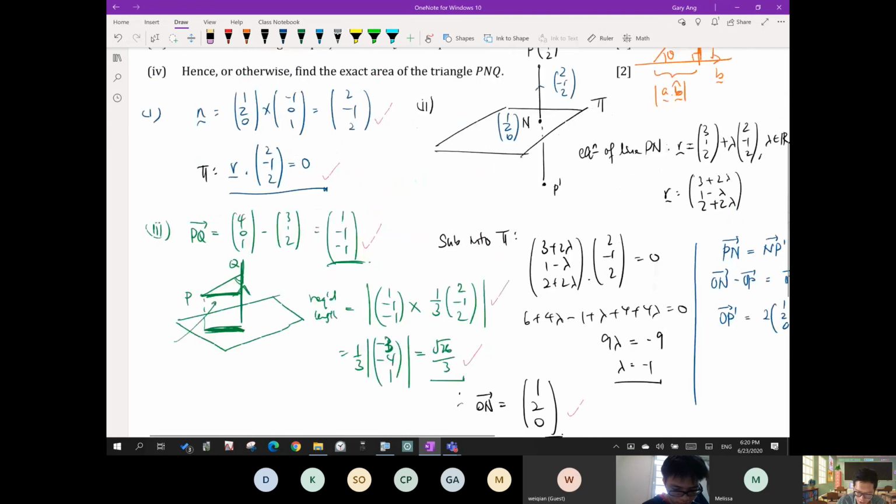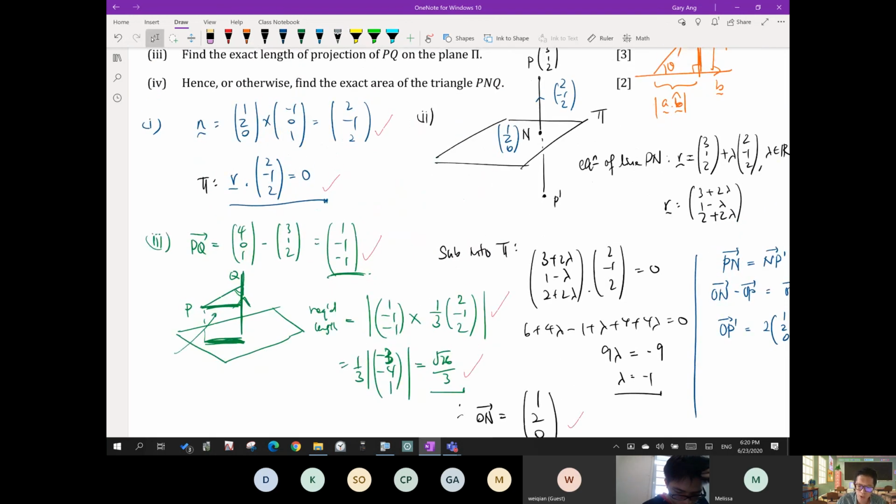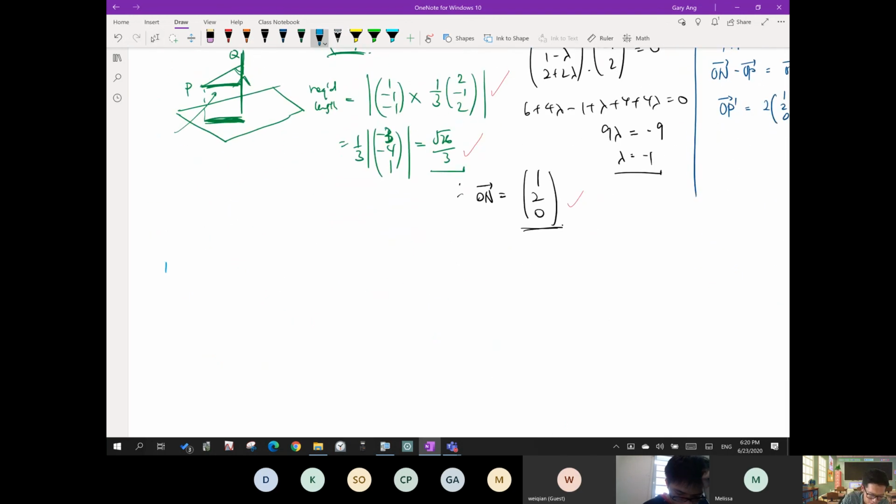We should have a quick drawing. Where is N? N is below P, correct? So you probably want a quick sketch of things. I have a point called P, and down here this is called N. N is on the plane, right? Somehow I have the PQ, and what I just found out was that the length of the shadow, which is this length, is square root 26/3, correct? And I'm trying to find the area of this.